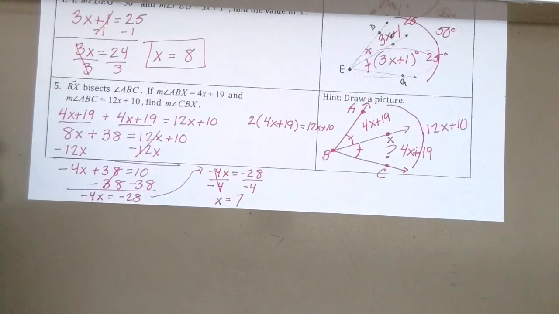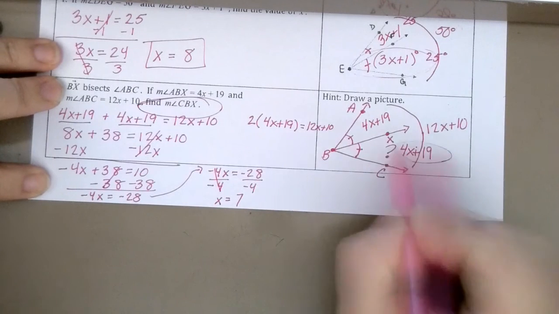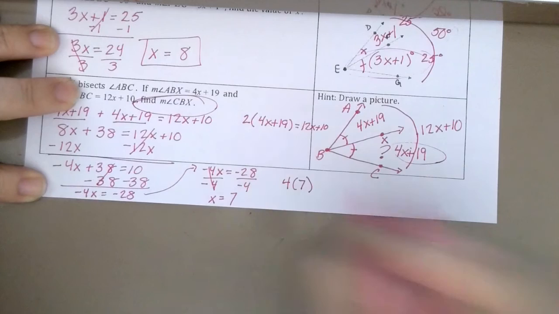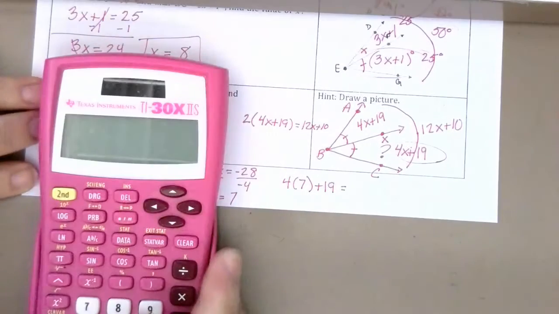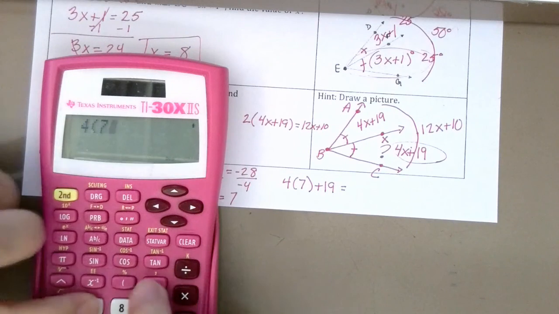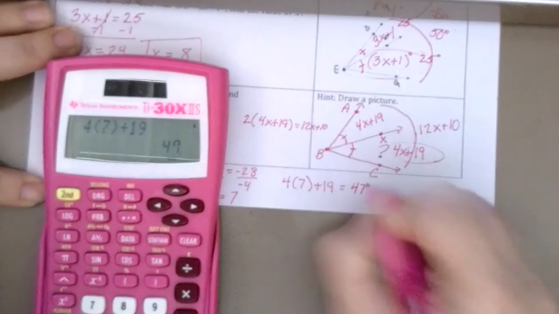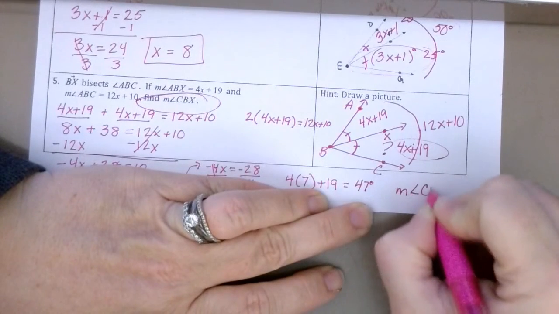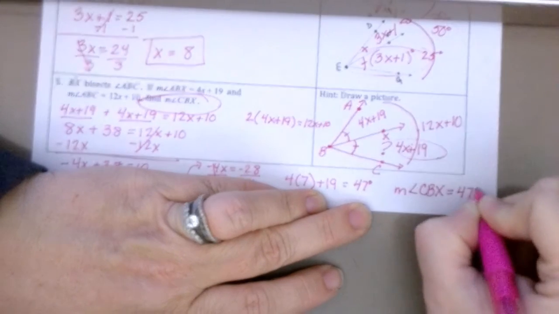Right? Are they asking me for x? No. They're asking me for angle CBX. Well, CBX is 4x plus 19, correct? So 4x is 7 plus 19. 4 times 7 plus 19 is 47 degrees. So what can I say is my answer? The measure of angle CBX is equal to 47 degrees.